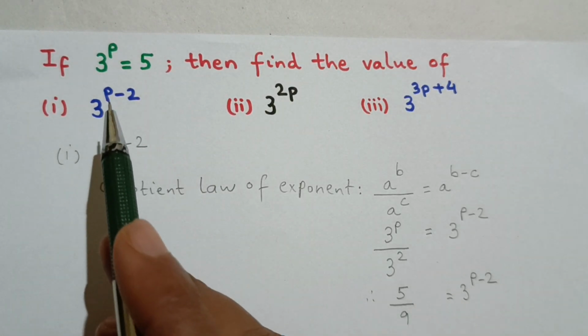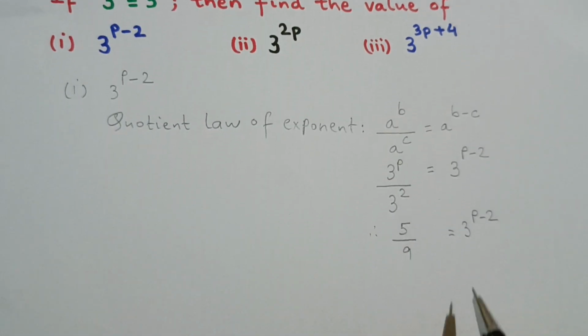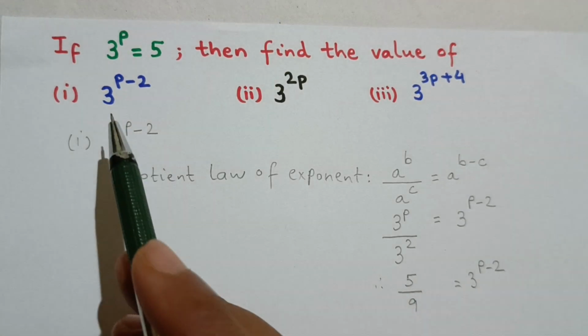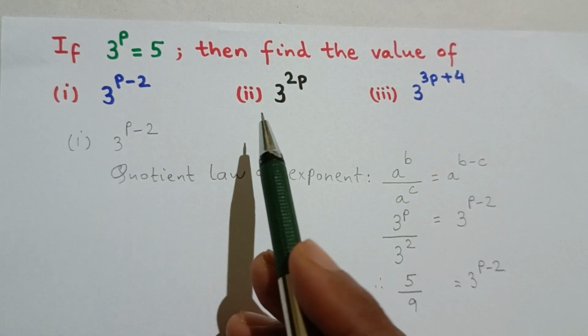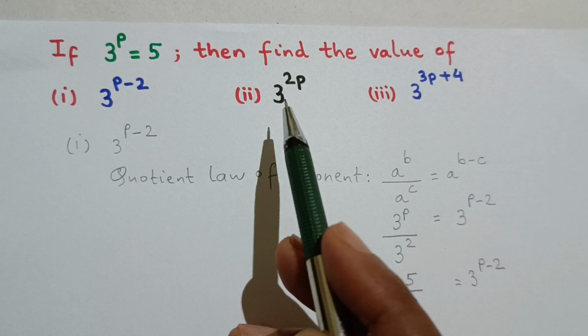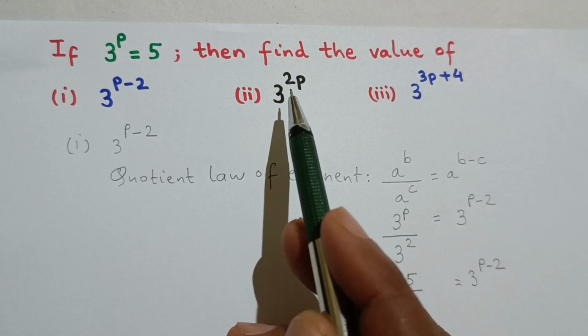So the value of 3 to the power p minus 2 is 5 upon 9. So this is the answer for question number 1. Now let us go to question number 2. In question number 2, we have to find the value of 3 to the power 2p.